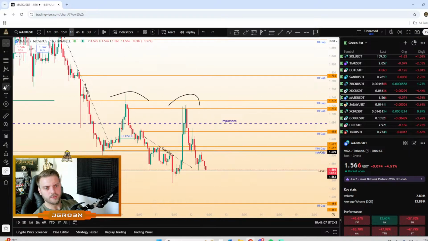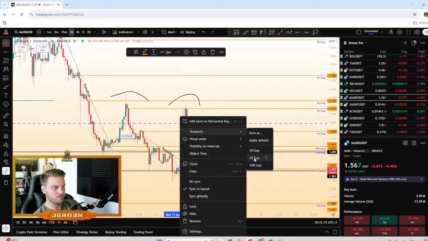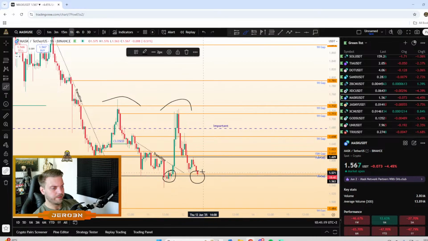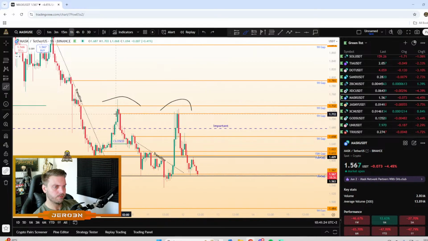So we had this break on the hourly here as well, where it creates this 1 hour gap. And it's retesting that area right now as we speak. So we had this trend line we broke out of, closed this gap, didn't close above, so we have this lower low, lower high. We are still in this downtrend here.